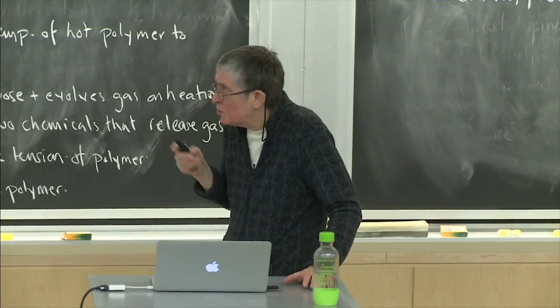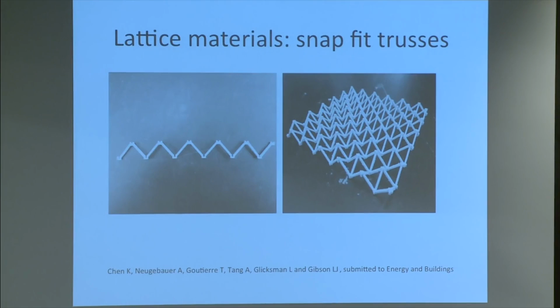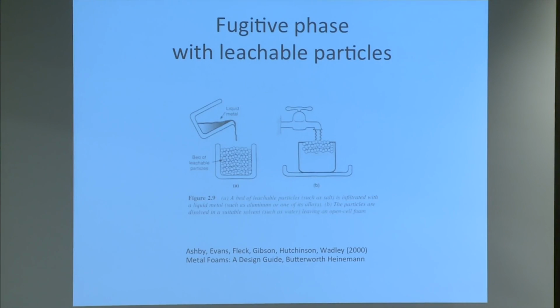And then there's also fugitive phase techniques. So you can take, say, salt particles, put them in a mold, and pour a liquid metal into that, and then leach the salt away. And I think that's it for the metal foams.